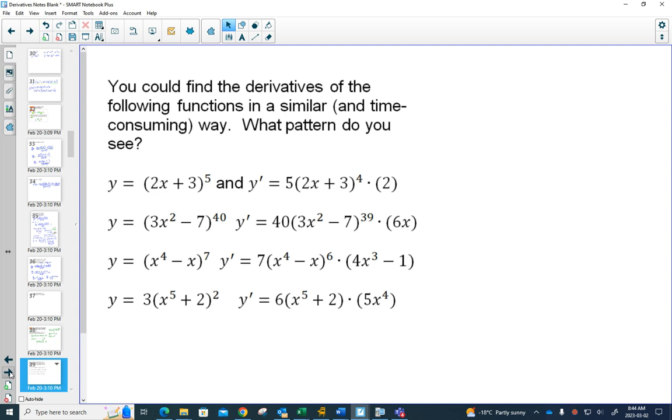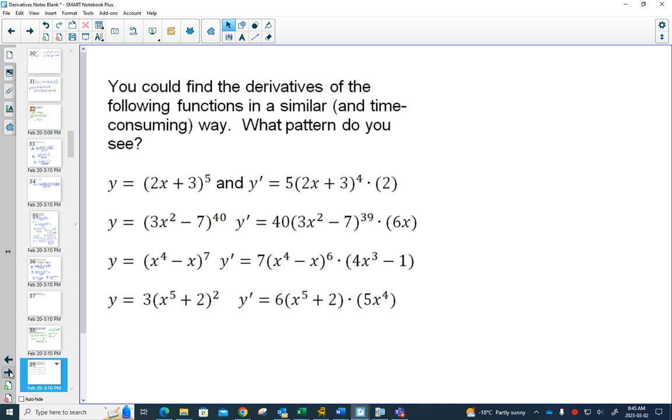Okay, so first pattern. Do you notice with the outside function? I'm going to start talking about an inside function and an outside function, and that language is going to help us understand the chain rule.